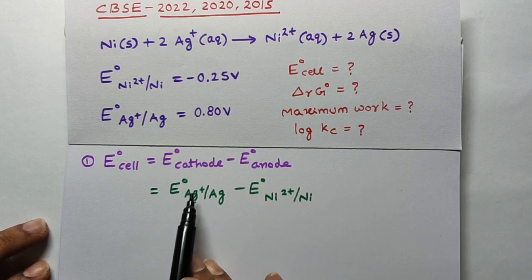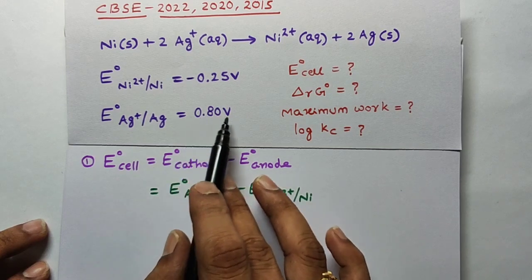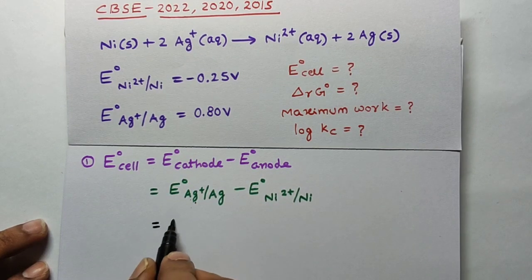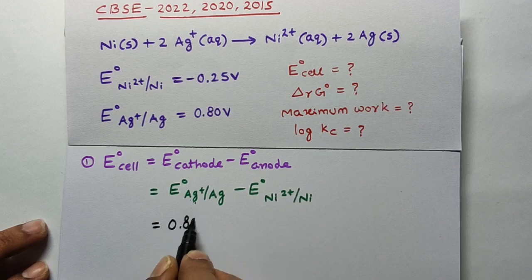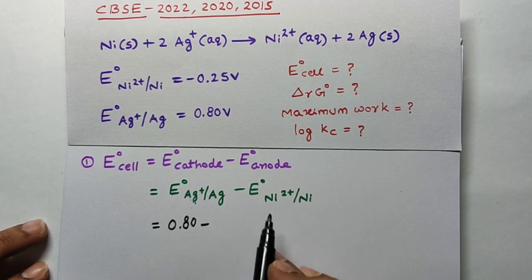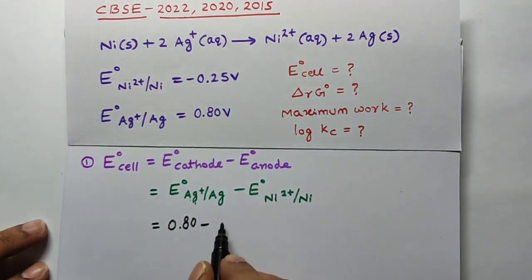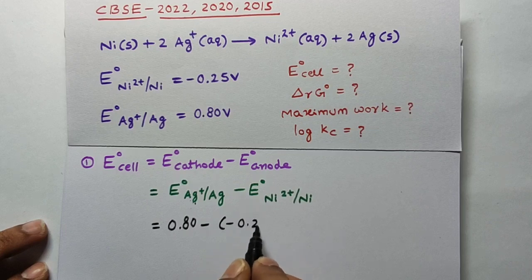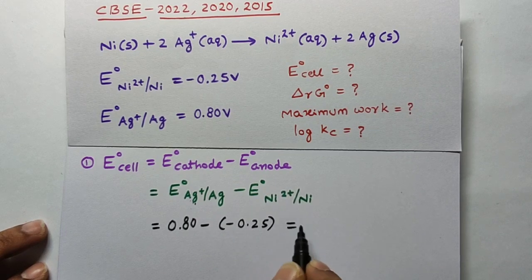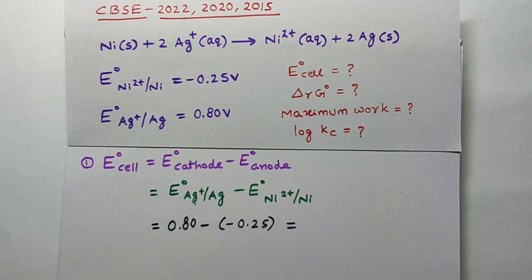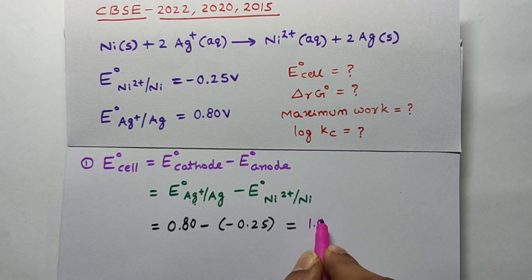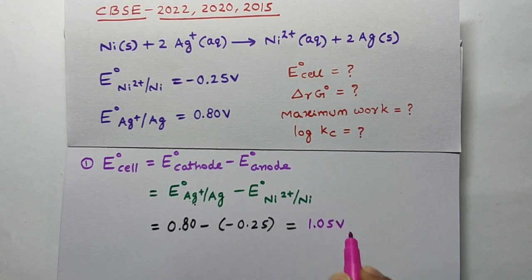Now what is the silver reduction potential given? 0.80 minus, and what about the nickel value? Minus 0.25, right? So here minus into minus is plus. If you add both, we will get 1.05 volts.